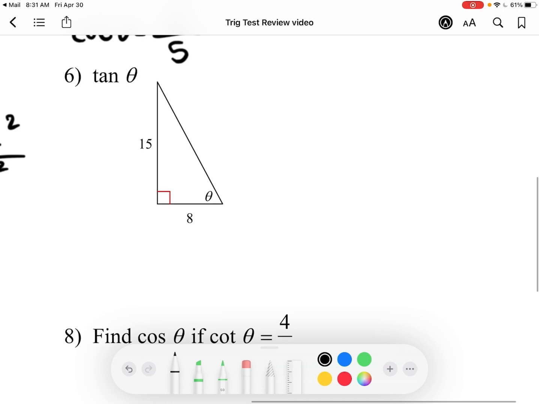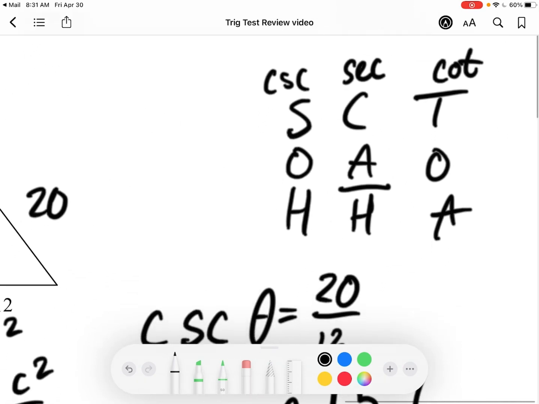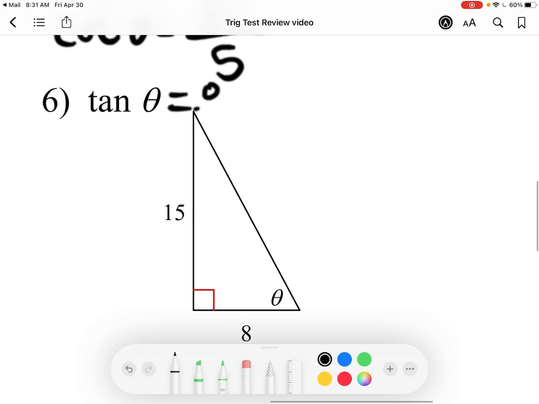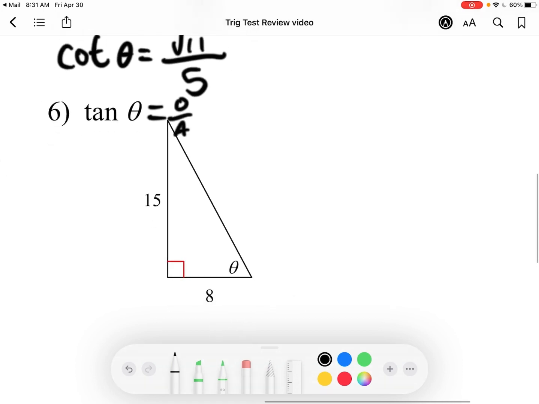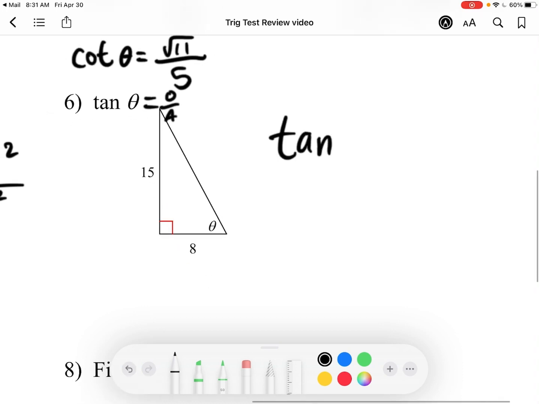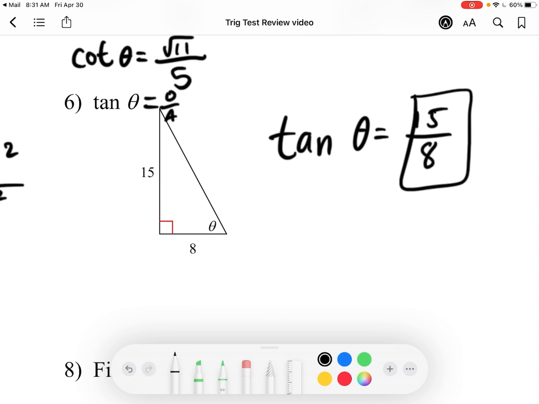All right, now tangent theta. We're given this angle. And tangent theta, if you look at your notes, is opposite over adjacent. And we're actually given the opposite and the adjacent side, right? So here's our angle, here's the opposite side, and here's the adjacent side. It forms the angle with our hypotenuse. So we don't need to do the Pythagorean theorem. We can just write tangent theta is equal to opposite side, 15, over the adjacent side, which is 8. So 15 over 8 is our answer.